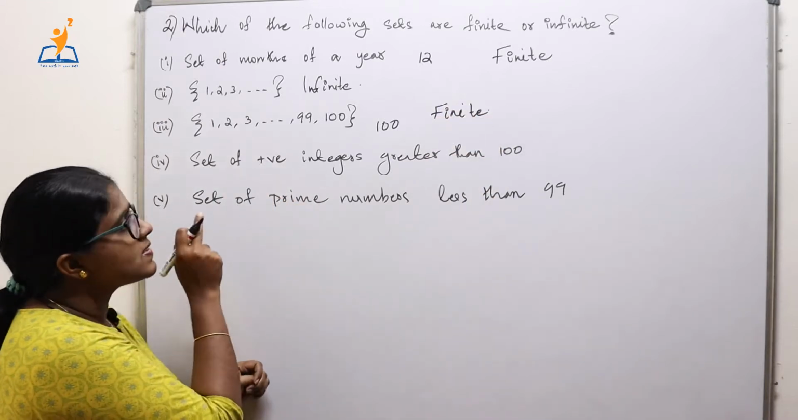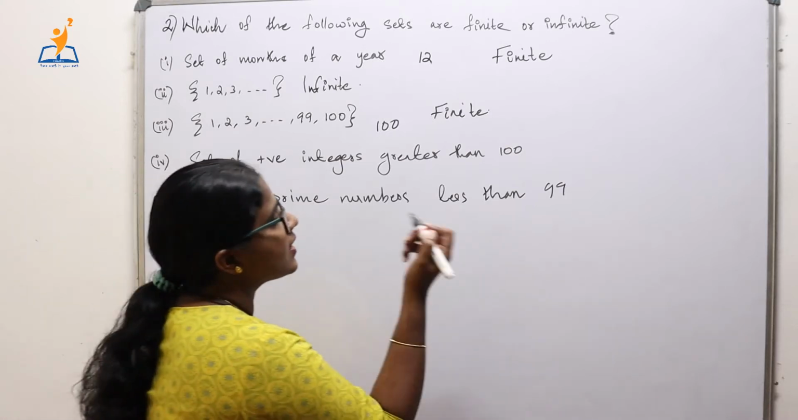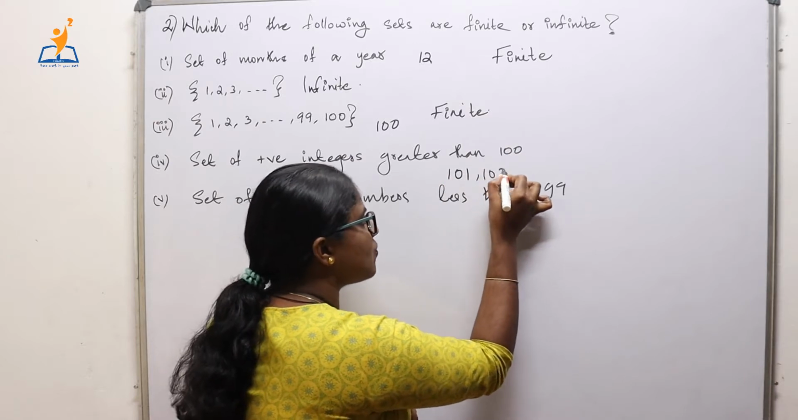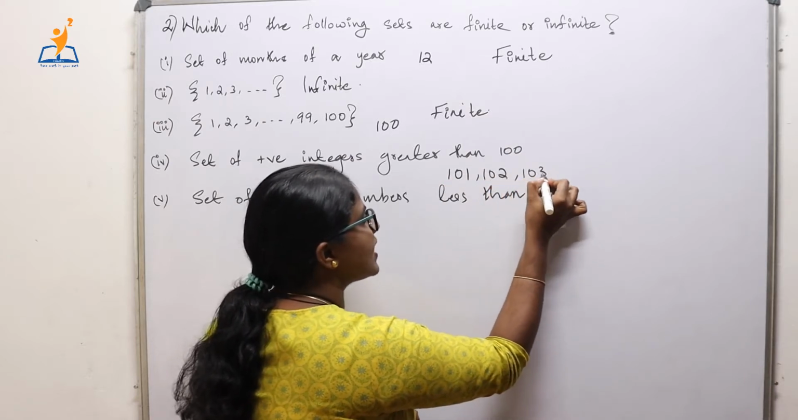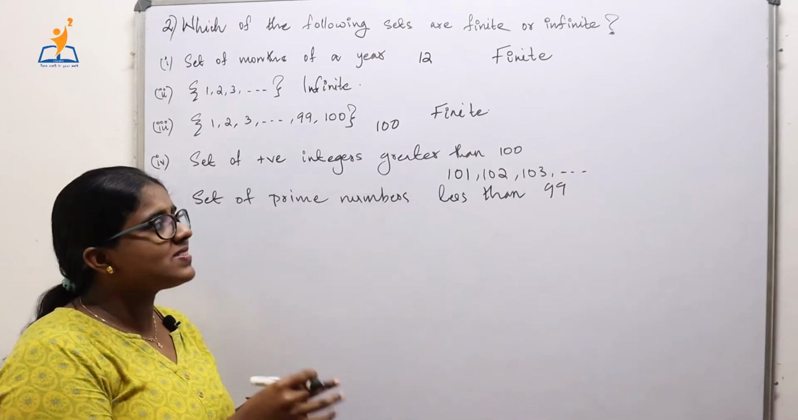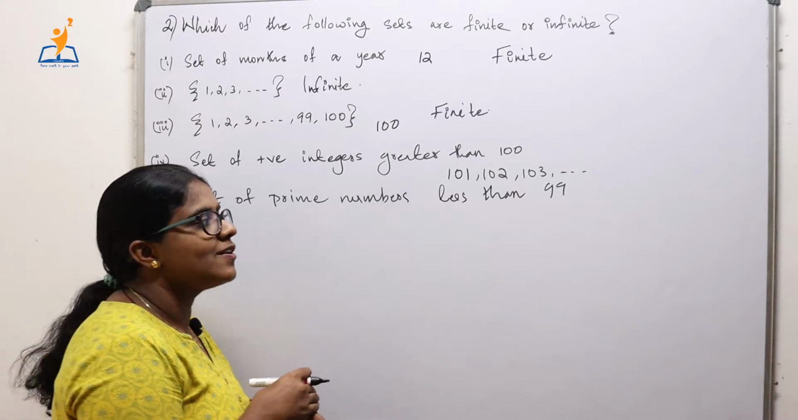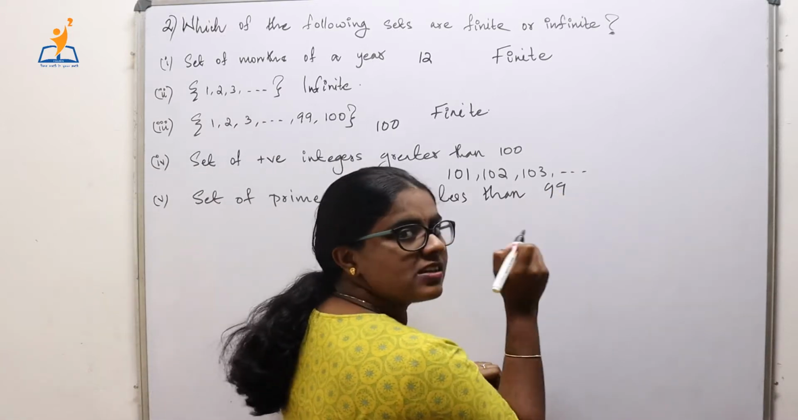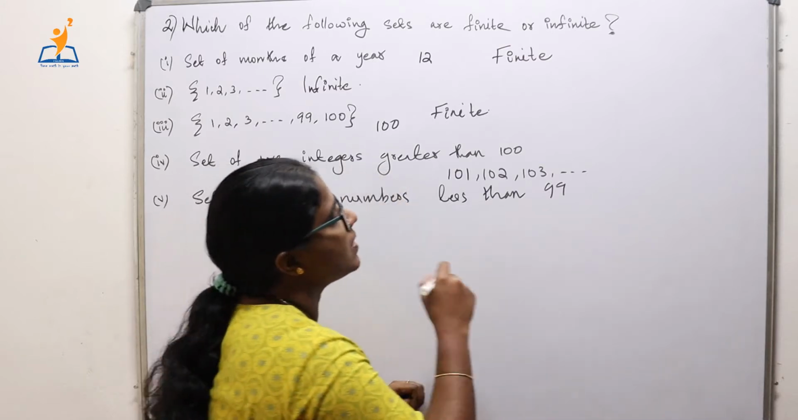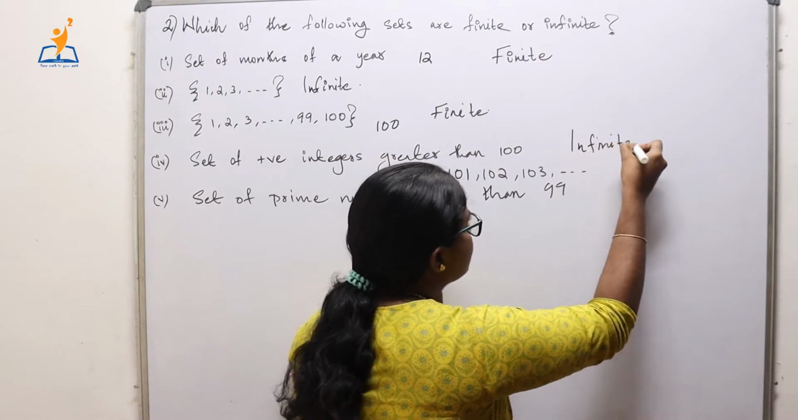Next question. Set of positive integers greater than 100. The set of positive integers greater than 100 includes 101, 102, 103, and it goes like that. We don't know which is the last positive integer greater than 100. So the cardinality, or the number of elements of this particular set, is not a definite number. So we can say that this is an infinite set.